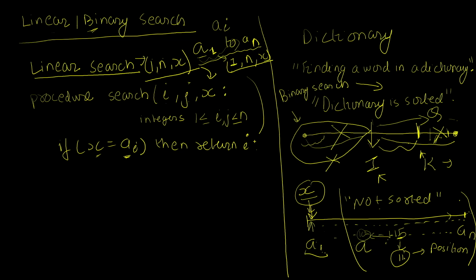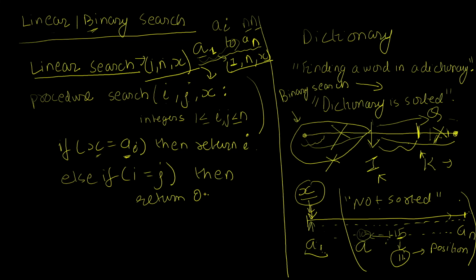But if this is not true, I cannot return. I need to continue searching. But before continuing searching, I want to make sure that the list has not been exhausted. I cannot search anymore if I've searched through the entire list, right? So I need to check that. So I'm going to say else if i is equal to j, then return 0. So i equal to j means I've looked through the entirety of A and I'm just looking from n to n, or from the same index to the same index. So that means that the entire list has finished searching and it was not found.